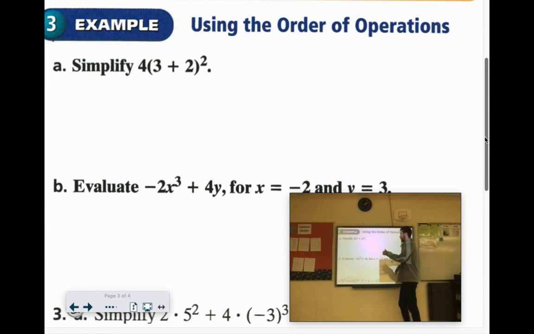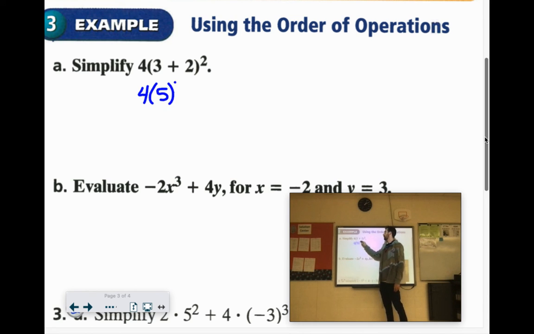First thing we're going to do is make sure the door is nice and squeaky. Then we're going to do our parentheses. 3 plus 2 would give us 5. So we have 4 times 5 to the second power. Now 4 to 5 means 4 times 5. Here you have 5 to the second power.